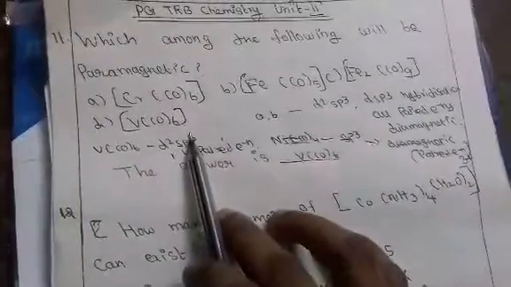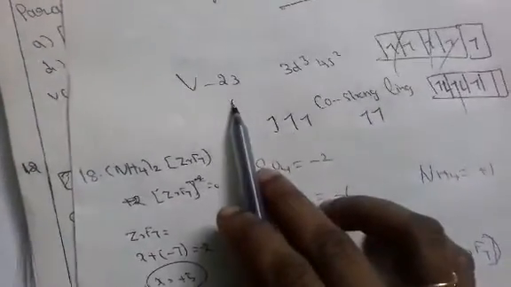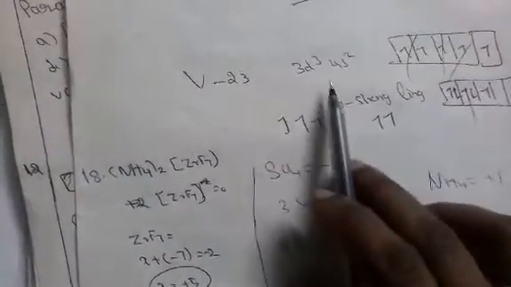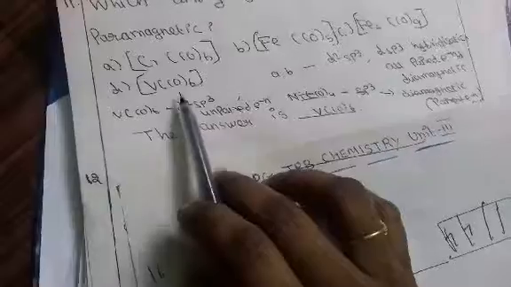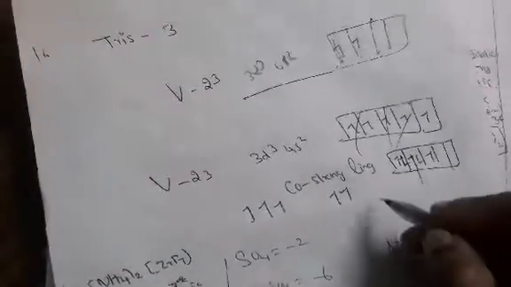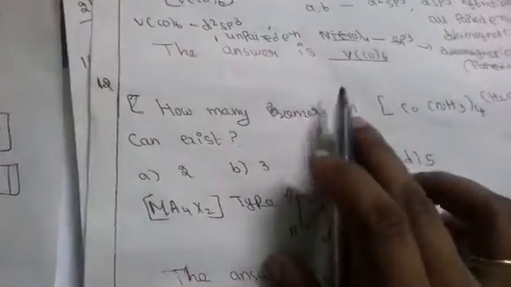In V(CO)6, the electronic configuration of vanadium is 3d3 4s2. The atomic number is 23, so it contains 5 electrons. Because the carbonyl ligand is a strong field ligand, the electrons are paired, so only one unpaired electron remains. So the compound V(CO)6 is paramagnetic.